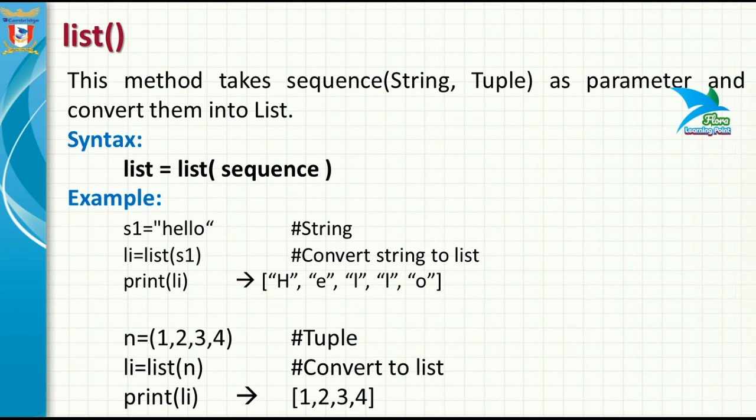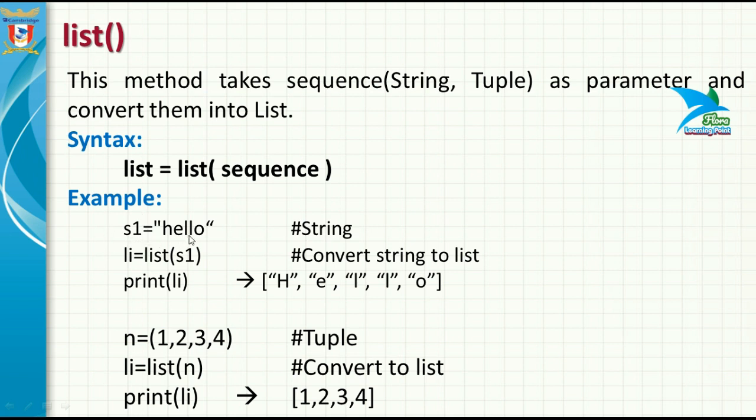The next function that we have is the list function. This method takes a sequence as a parameter and converts it into a list. That means this function will convert the elements of a sequence into a list. The sequence may be a string or a tuple, right? This is the syntax: list, then the name of the sequence.